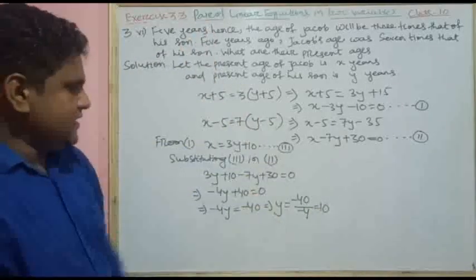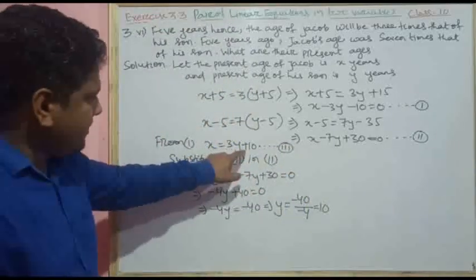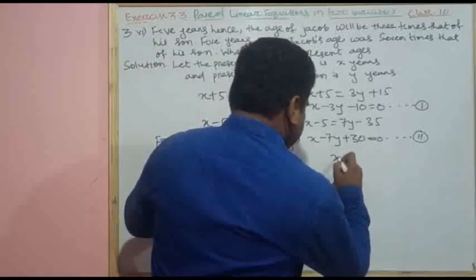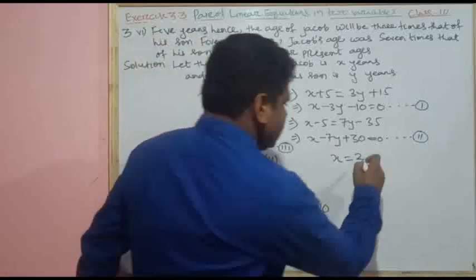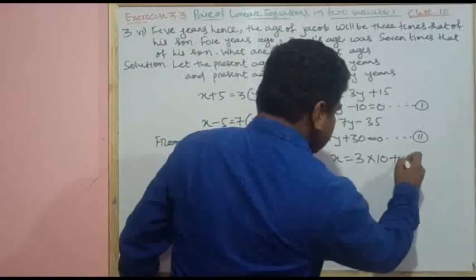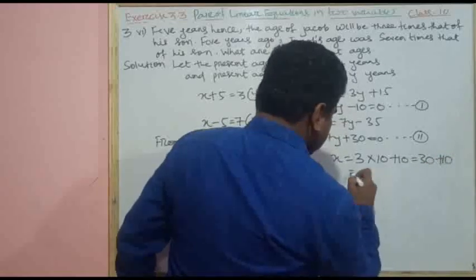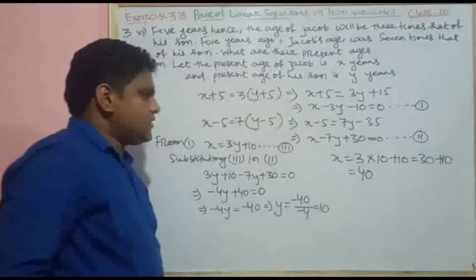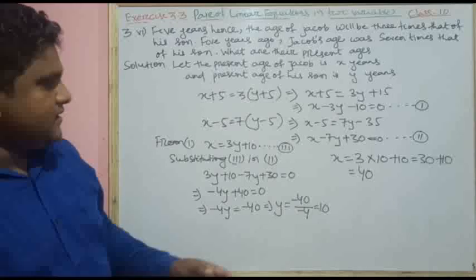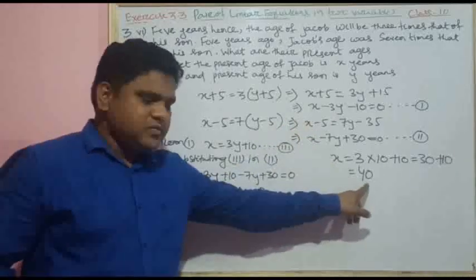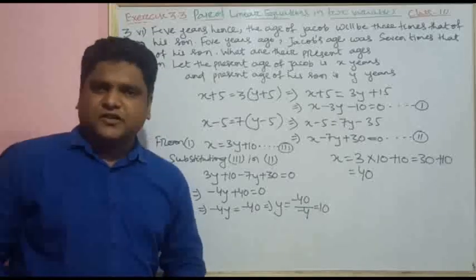Now I will write on that side. So x can be written as x equal to 3y plus 10. In place of y we can write 10. 3 into 10 plus 10. 3 into 10 is 30, plus 10, so it will be 40. We got x equal to 40 and y equal to 10. Hence the final answer is that the present age of Jacob is 40 years and the present age of his son is 10 years. Thank you, my dear students.